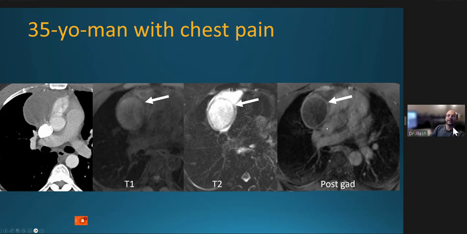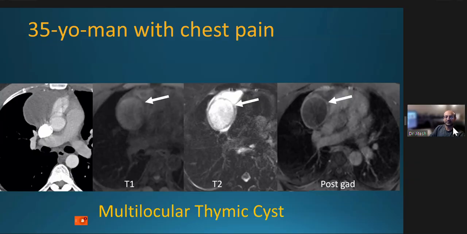So this patient was again taken to the OR, and this turned out to be a multilocular thymic cyst. So this is a benign condition, but sometimes it's difficult to differentiate definitively based on imaging. So this is a multilocular thymic cyst.